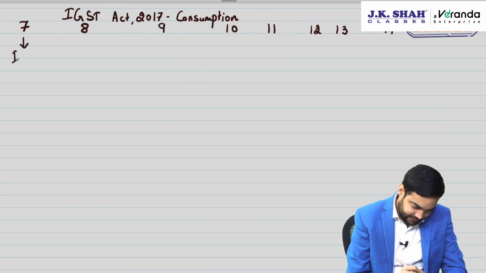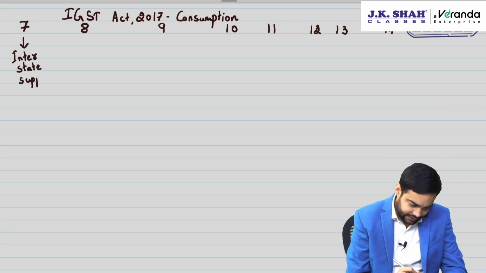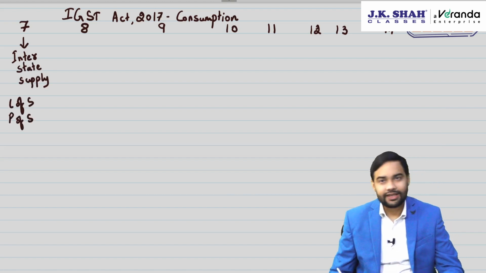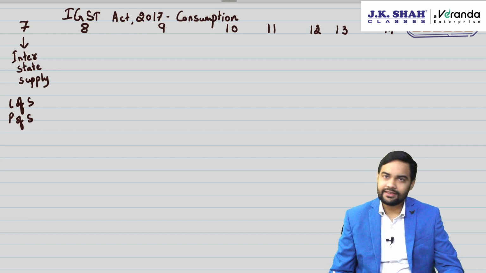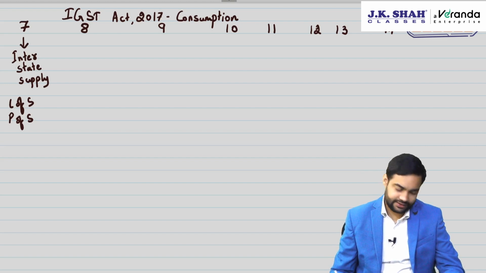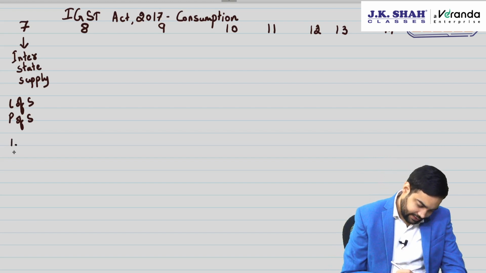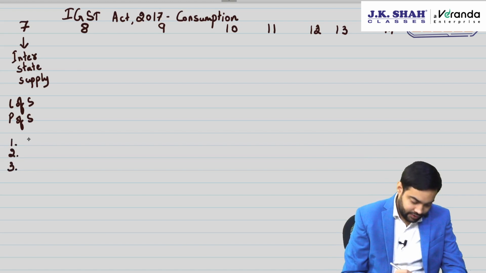Section 7 deals with interstate supply. How do you define interstate supply? Interstate supply is when the location of supplier and place of supply are in two different states, two different union territories, or one state and one union territory. Totally 3 transactions are always regarded as interstate supply. First one, when the supplier is in India and place of supply is outside India.